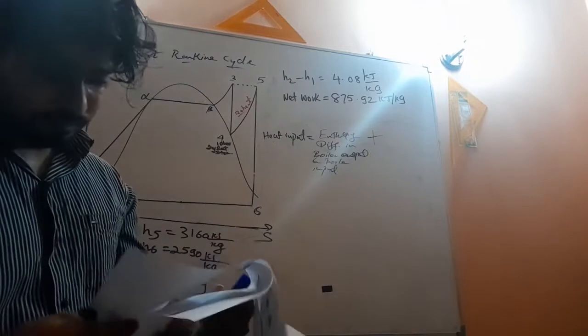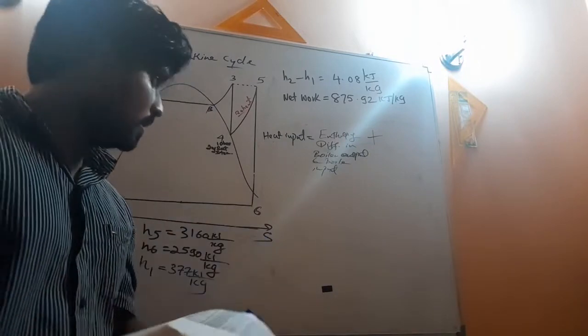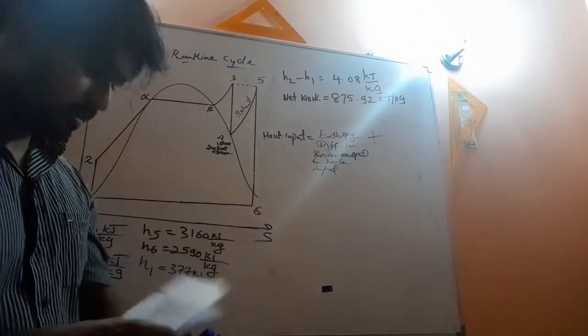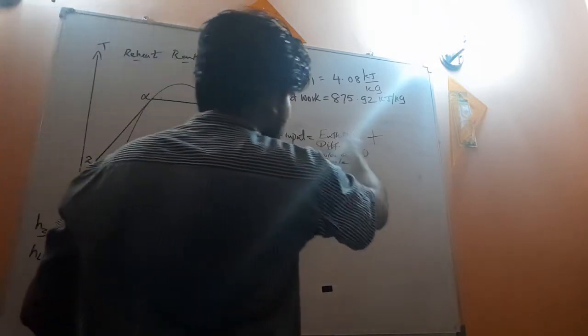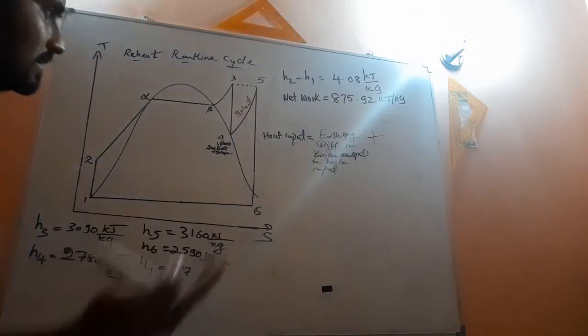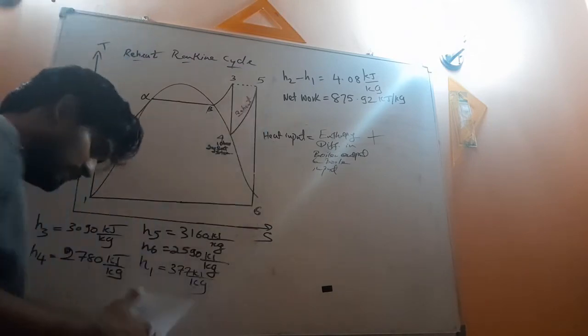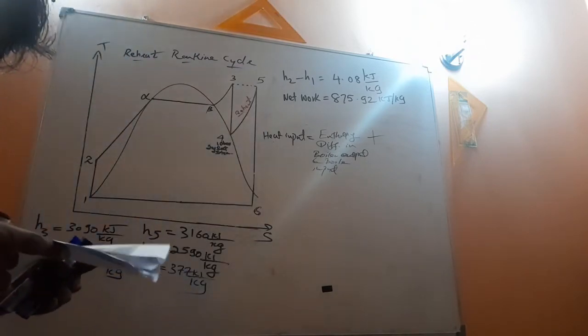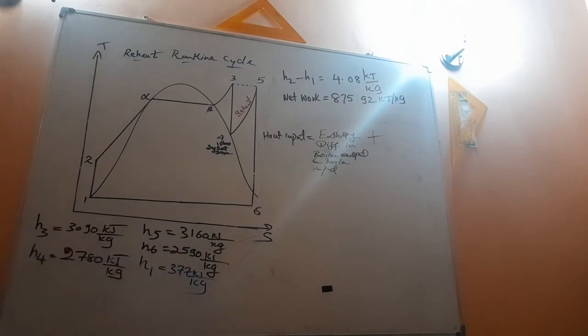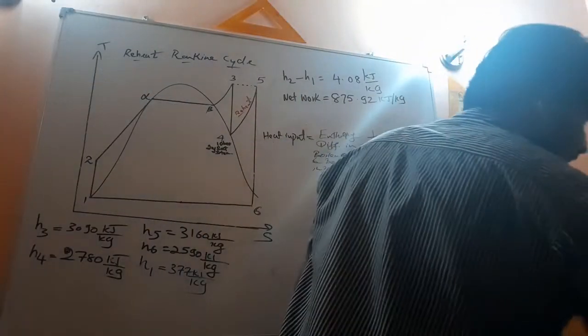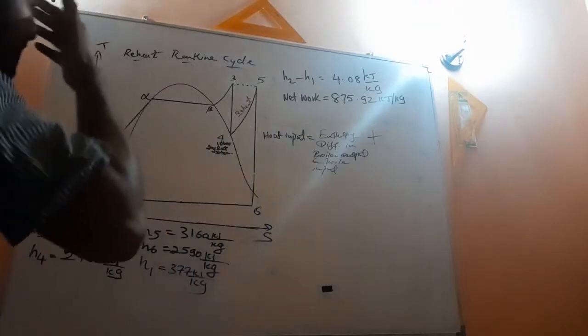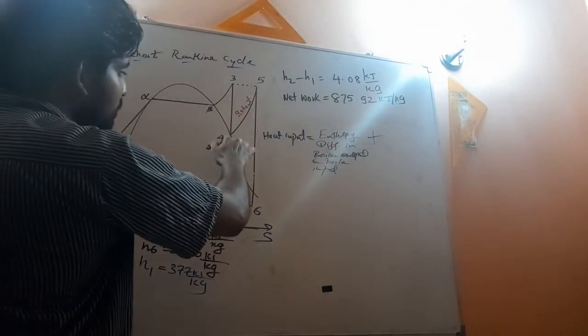So now to that we have to add the extra energy required to heat from position 4 to position 5, right? So we need to find that also. What is the extra energy that we need in order to heat from position 4 to position 5?